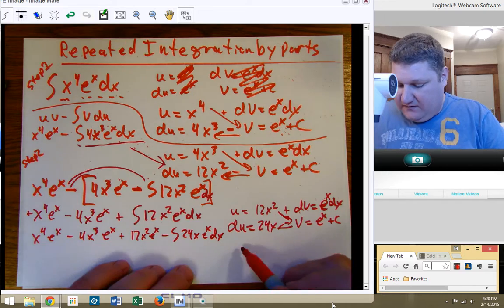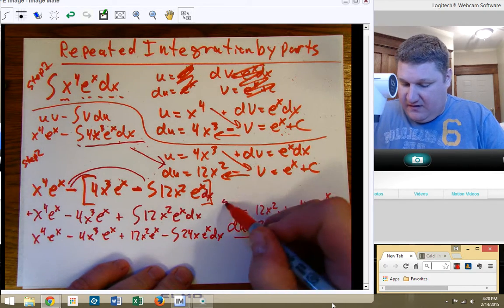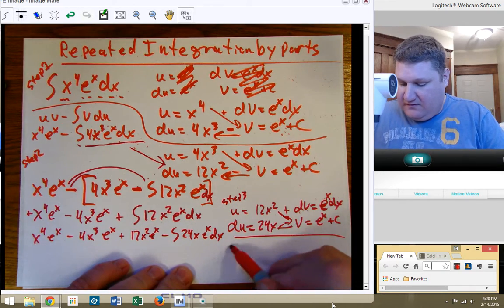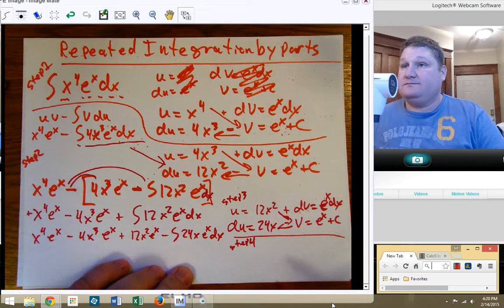All right, let's do it again. So that was step 3. Let's do step 4.